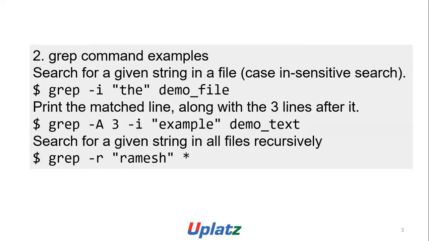Grep command. Search for a given string in a file, case insensitive search: grep -i, the demo file. Print the matched line along with the 3 lines after it: grep -A3 -i, demo text. Search for a given string in all the files recursively: grep -r ramesh *.